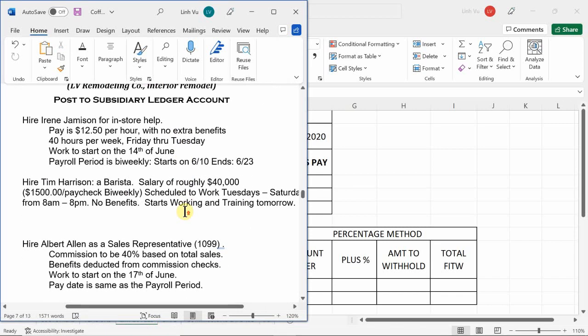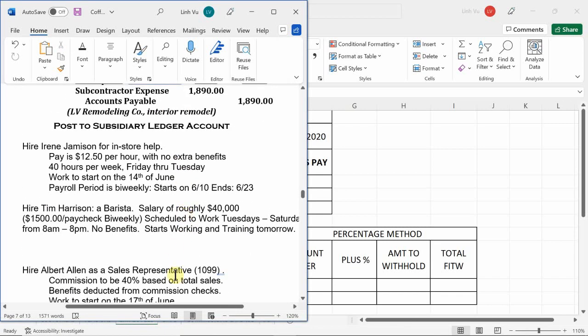What about the next one where it says here that we also hired Tim Harrison, okay, which is a barista? And he's going to be paid salary, okay, of roughly $40,000. So that means he's going to be getting about $1,500 per paycheck, which is going to be bi-weekly as well. Scheduled to work Tuesdays through Saturdays, from 8 a.m. to 8 p.m. No benefits, starts work and training tomorrow.